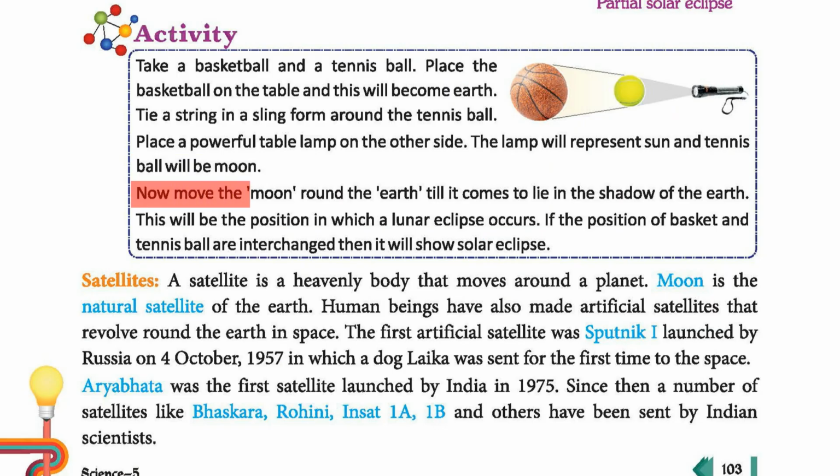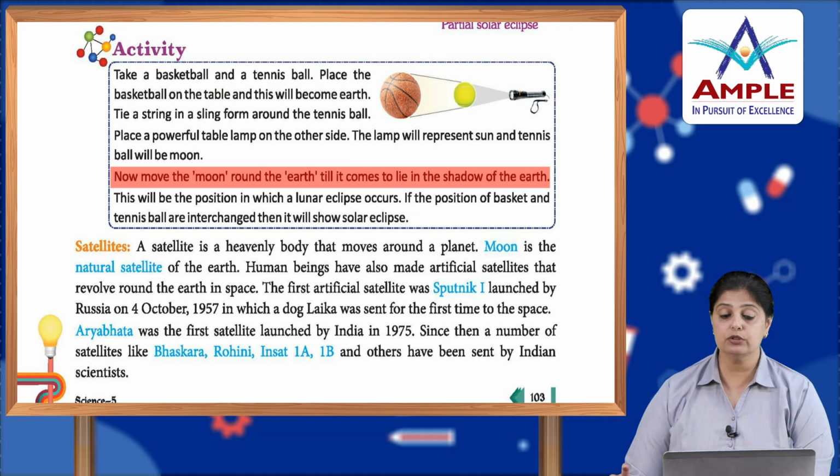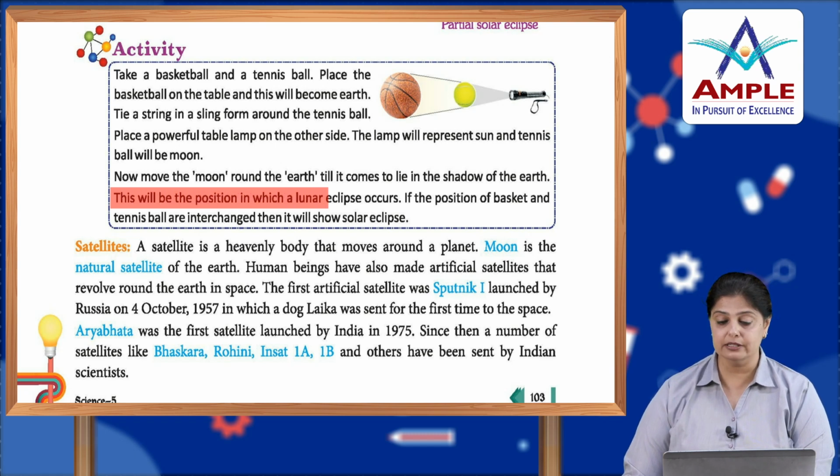Now move the moon around the Earth till it comes to lie in the shadow of the Earth. Start moving the moon till it comes in between and becomes the shadow of the Earth. This will be the position in which a lunar eclipse occurs. If the positions of the basketball and tennis ball are interchanged, then it will show a solar eclipse.